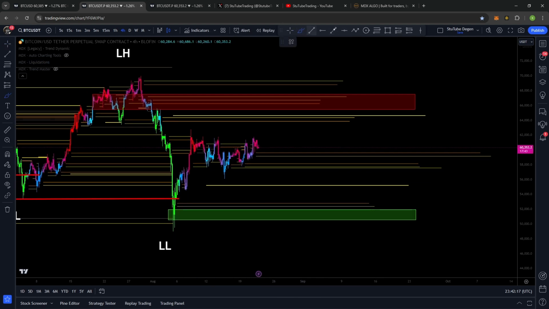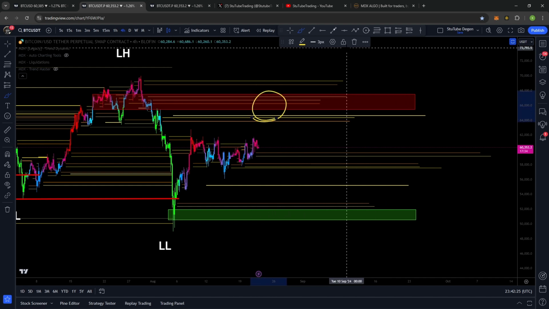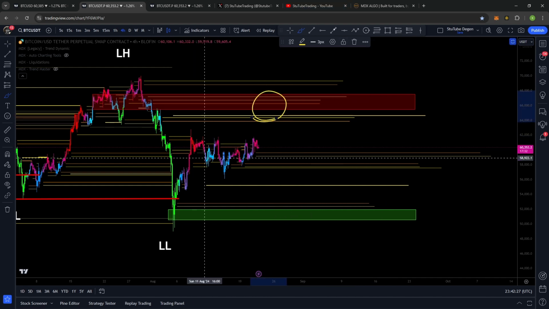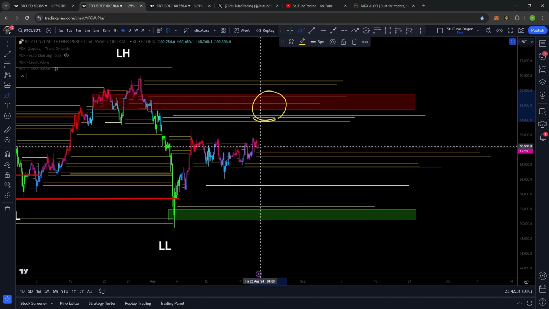So there is still liquidity in both directions to be grabbed. Honestly, there's more to the upside, right? There are a lot of liquidations to the upside, just from people who ended up shorting late, and also the fact that there are actually quite a few people shorting this market right now.